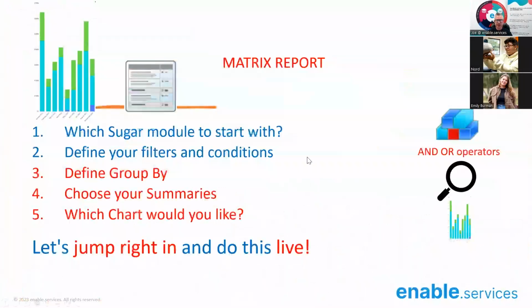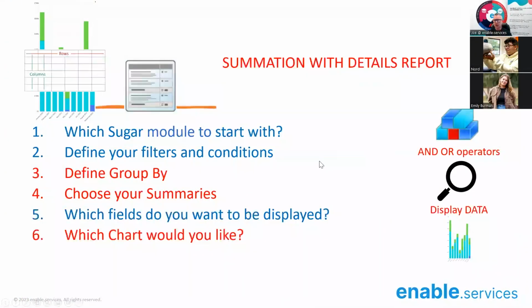So really good in that aspect, matrix report. Last report is summation with details report. You can see, again, same questions. The only difference is we have a new question. It's kind of the question that we asked right at the beginning on the pros and cons report. Which fields do you want to display? Everything else is the same as summation and same as the matrix report.